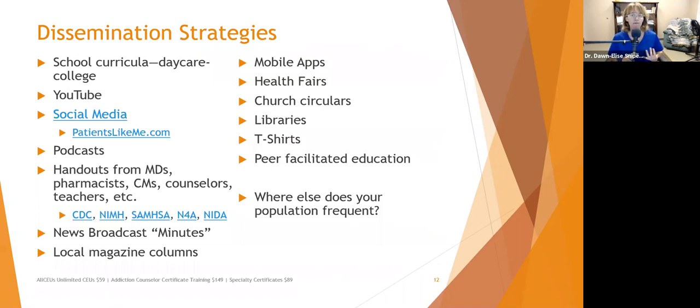There are also handouts that come from the doctors, the pharmacists, case managers, counselors, teachers, etc. You can find handouts for free, and they're really pretty, printed out from the CDC, the National Institute of Mental Health, the Substance Abuse and Mental Health Services Administration, the National Association of Area Agencies on Aging, abbreviated N4A, I think it's n4a.org, and the National Institute on Drug Abuse, among others. Those are just a few that I regularly go to, so I know that they exist.